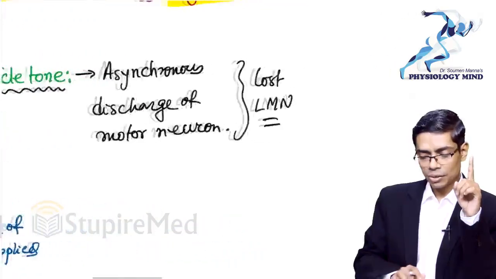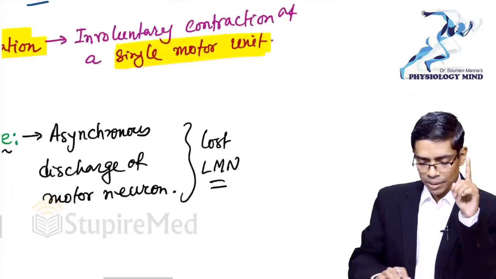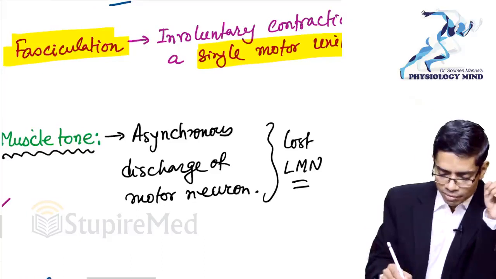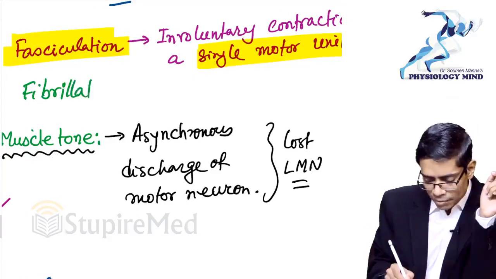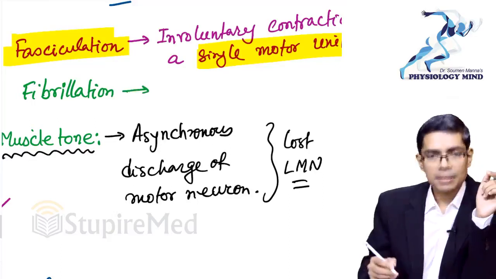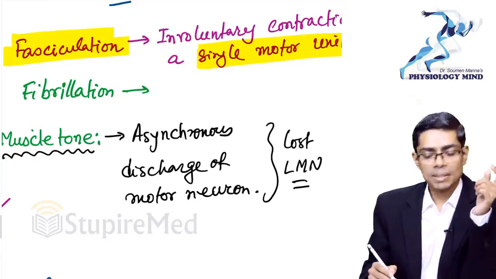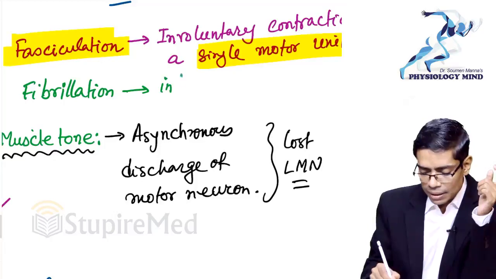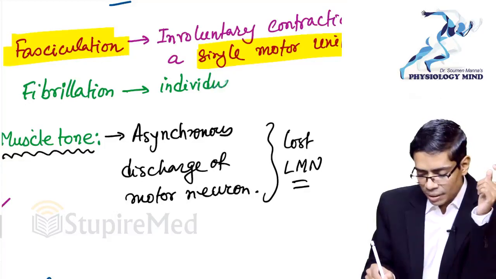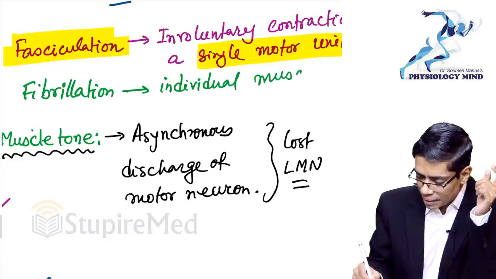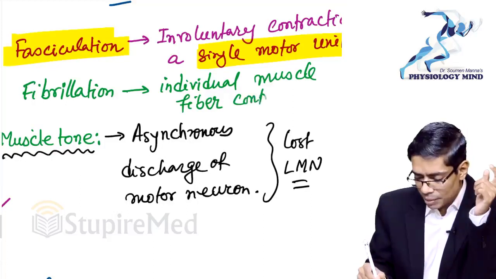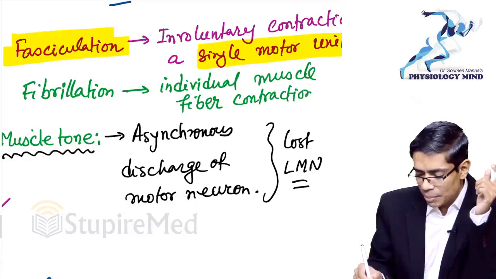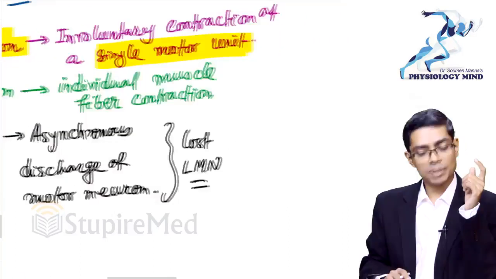Okay, fasciculation I have written. Now just write down fibrillation. So what is fibrillation? This is obviously involuntary, obviously pathological, but an individual muscle fiber contracts. Muscle fiber means muscle cell. Individual muscle fiber contraction is known as fibrillation.